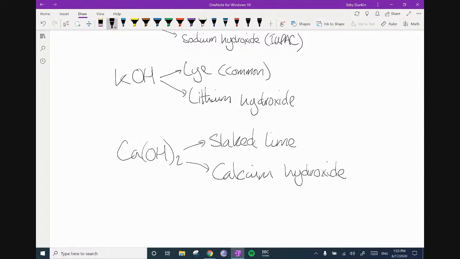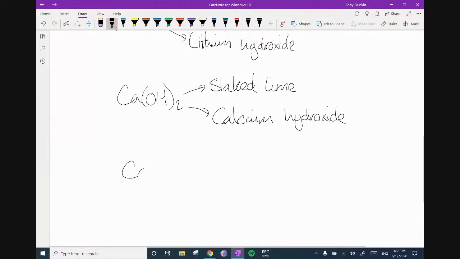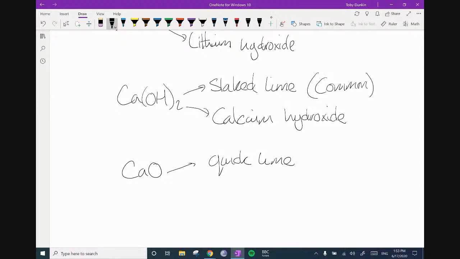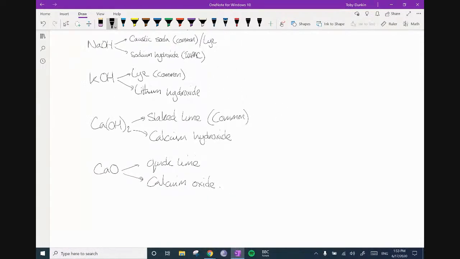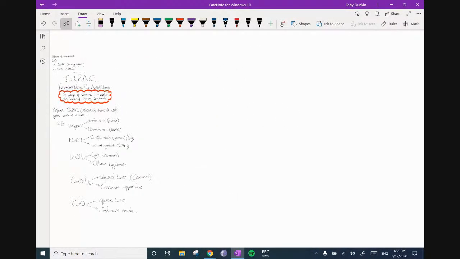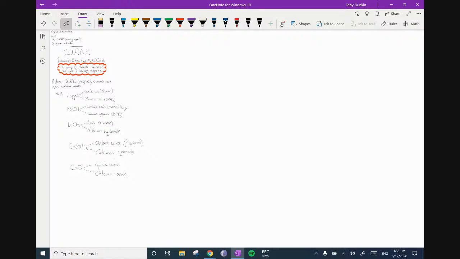Next, another one: calcium oxide, commonly known as quicklime. Now, of course, calcium oxide. It's cool, that. Loads of common versus IUPAC. It's just nice for me to mention it and talk to you guys about this. It's always nice.